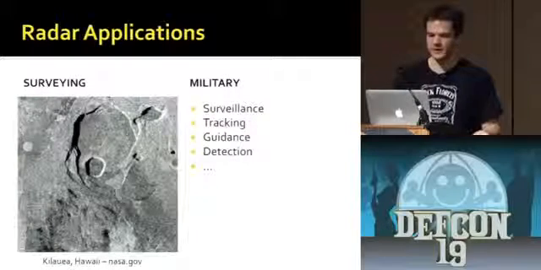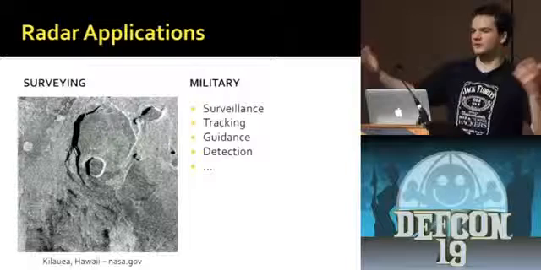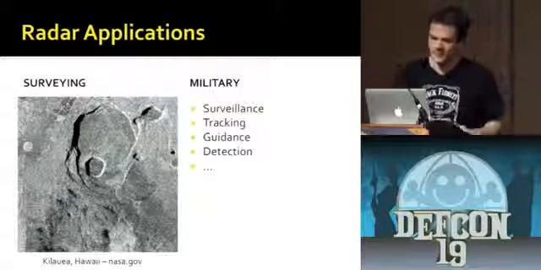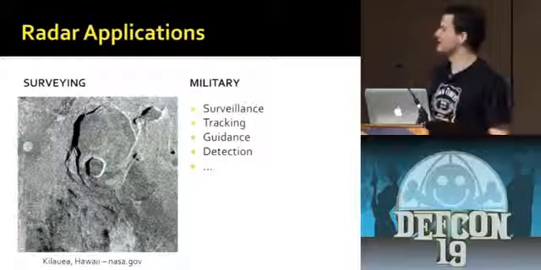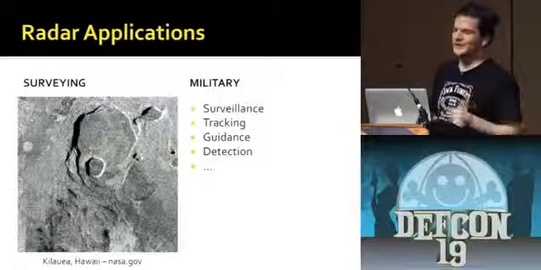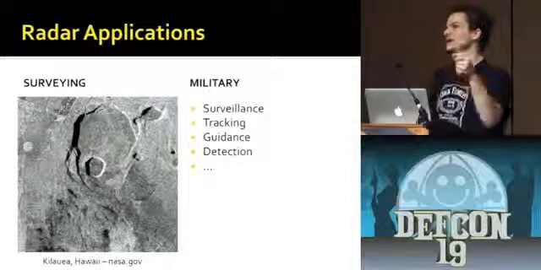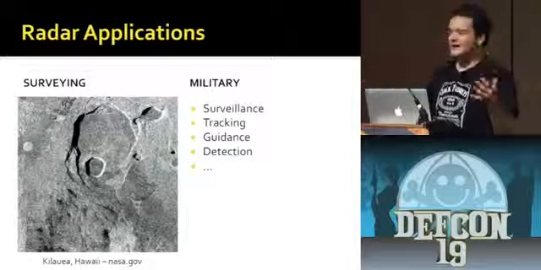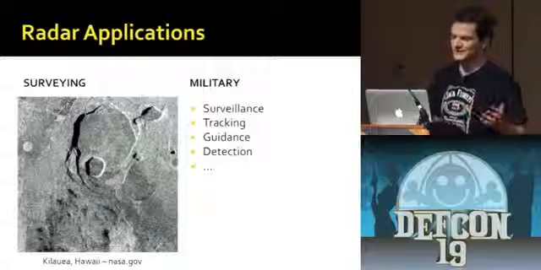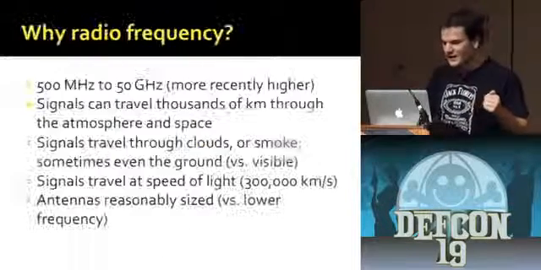It's used for surveying applications, so you can fly a plane over some terrain and get a 3D image of what the terrain looks like. That's pretty useful. And the military uses it for practically everything. They love radar. It's hard to get good examples, but pretty much any system that involves shooting something somewhere or looking at something is going to use some sort of radar system. And like I said, it's hard to get good examples.